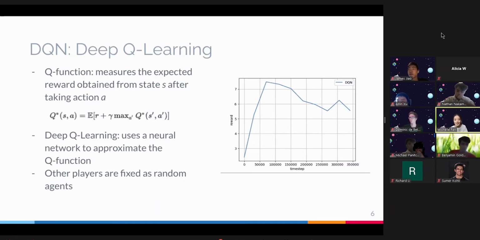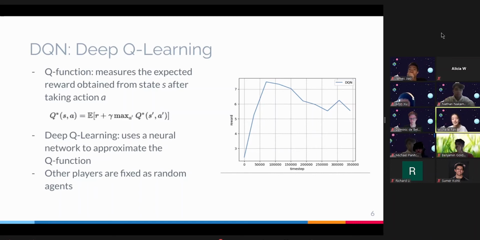So first, DQN, which stands for Deep Q Learning. This is based on the idea of a Q function, or the Q values, which measure the expected reward that an agent would obtain from a certain state after taking a certain action. And with deep Q learning, the model uses a neural network to approximate this Q function.